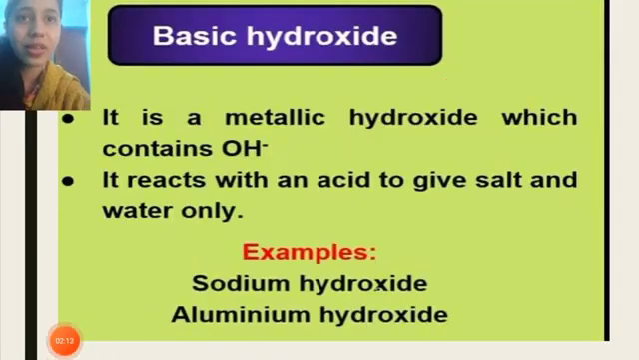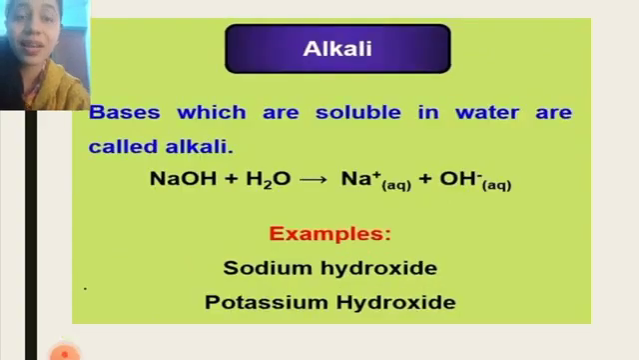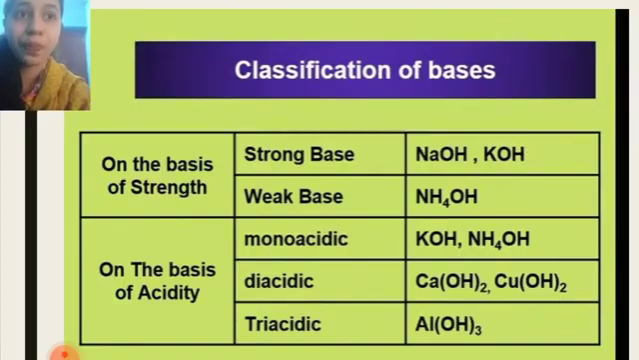Basic hydroxide: NaOH, when it reacts with HCl, gives salt and water; examples are sodium hydroxide and aluminum hydroxide. Alkali: alkalis are group 1 elements in the periodic table which are soluble in water, such as sodium and potassium. They are highly soluble in water and give OH minus ion, hence they are termed bases. Sodium hydroxide is mainly present in bar soap, and potassium hydroxide in liquid soap.